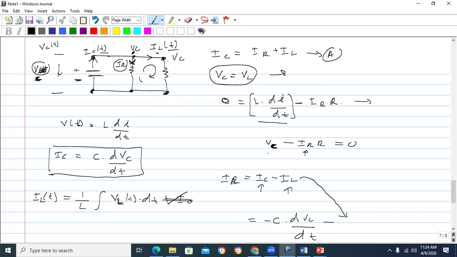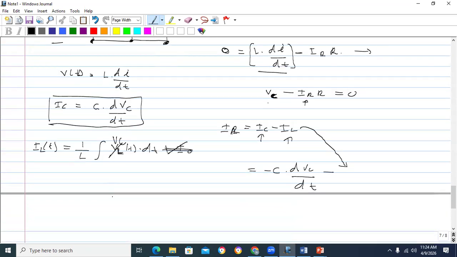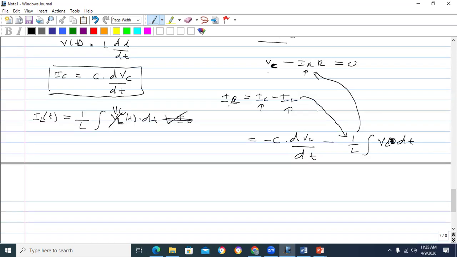Okay. So instead of VL, you can directly write VC here. So you can write this IL as 1 over L integration VC dt. This VC is a function of time. I am not writing the T, VC dt. Now you can see that this is the IR, no? So now you can substitute this value to here. So what is the equation you get?